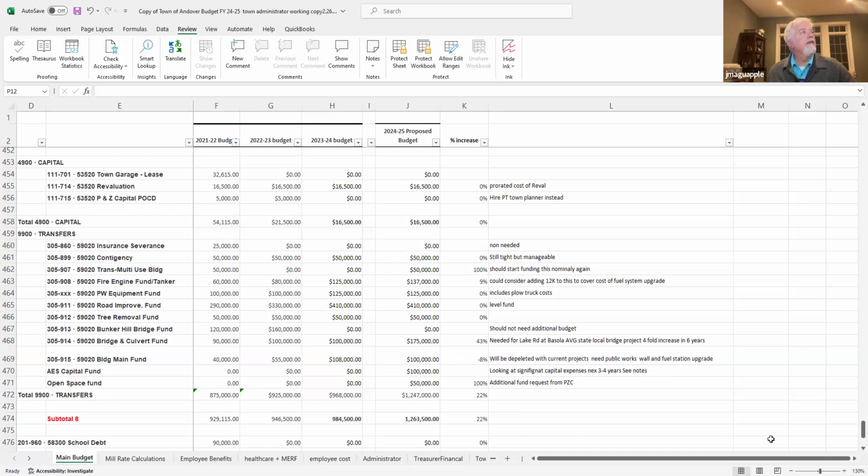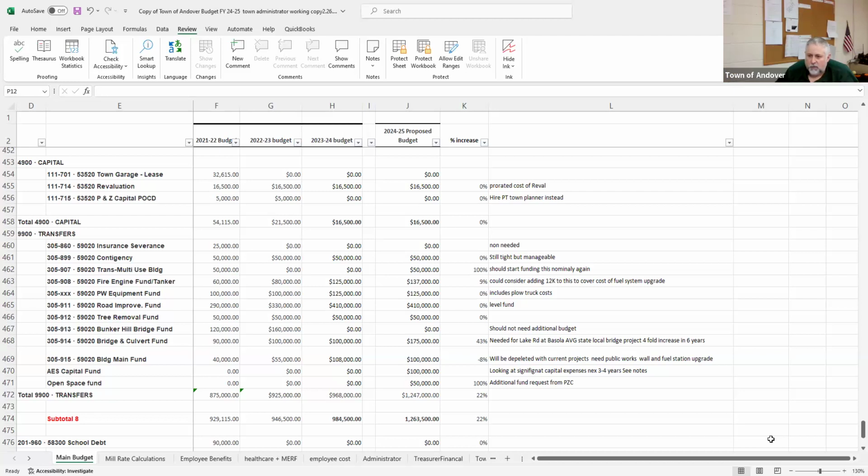So you've got the capital fund and open space. You've got $75,000 in bridge and culverts, so that's 225. And you've got $50,000 in the multi-use building fund. That gives you 275. So that's $275,000 in total increases to capital.